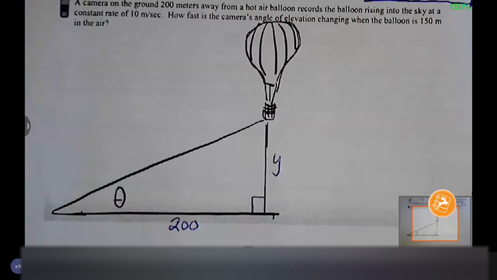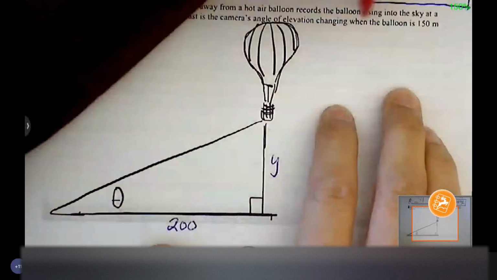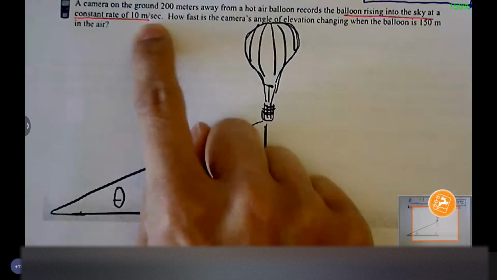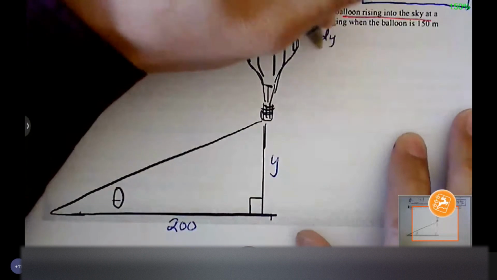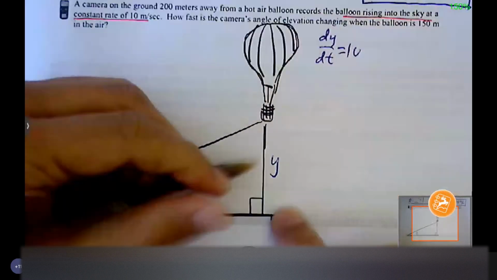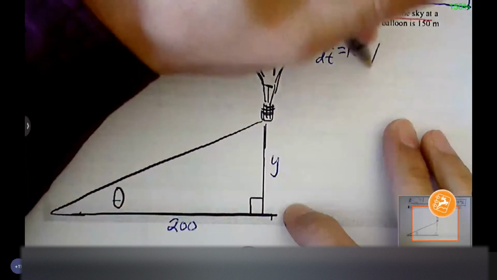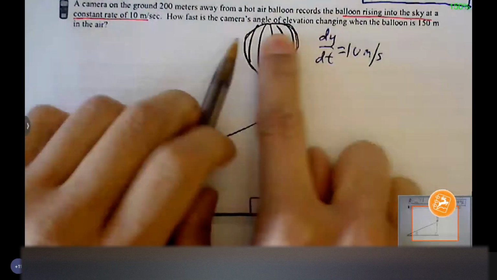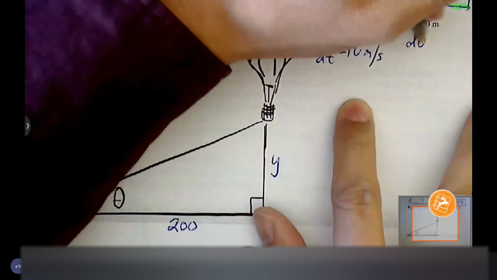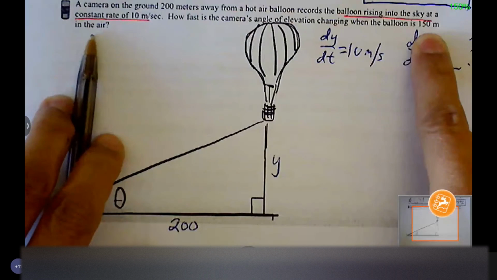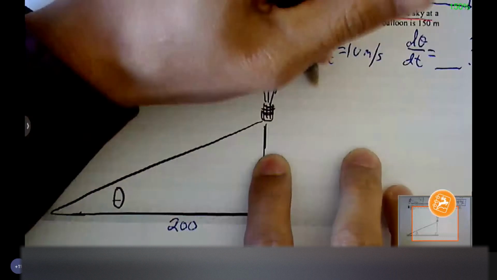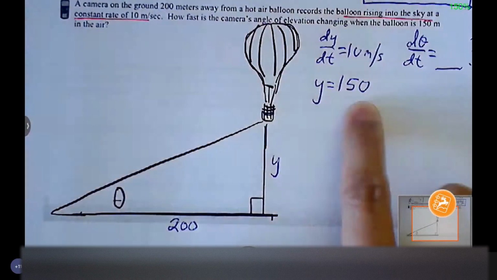Let's see if we can gather some more information from the problem. The balloon is rising at a constant rate of 10 meters per second. So what can we assign 10 meters per second to? dy over dt. Positive 10 because this was increasing. How fast is the camera's angle of elevation changing? So we're looking for d theta dt. When the balloon is 150 meters in the air. What's that? Y. But we're saving this for later, right? This is not going to go in our diagram.